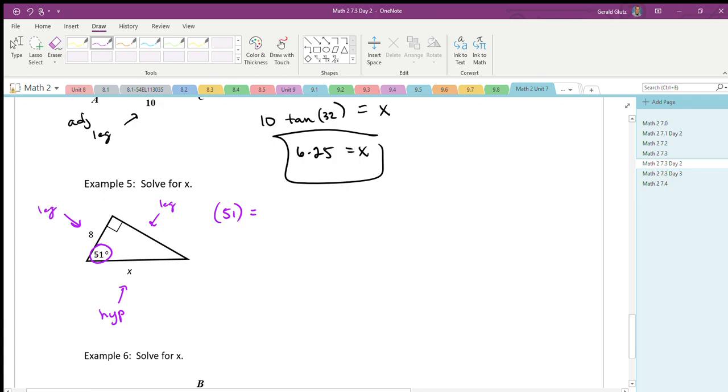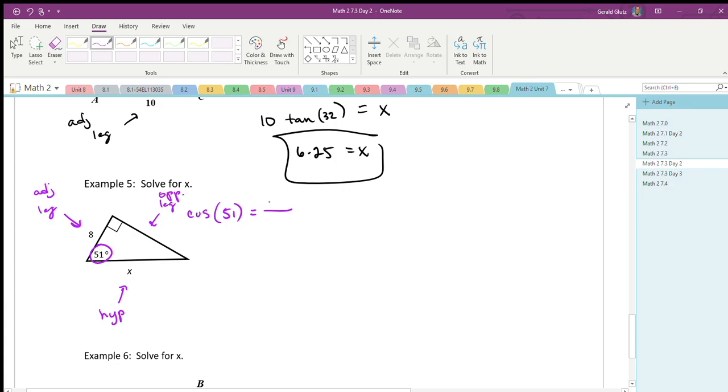So if the angle's right here, what leg would this be? It's touching this angle, so that means it's adjacent. This is the opposite leg because it doesn't touch angle 51. So they do not give us the opposite leg. They give us the adjacent and the hypotenuse. So what uses adjacent and hypotenuse, or what uses A and H? That would be cosine. Cosine of 51 is going to equal the adjacent.